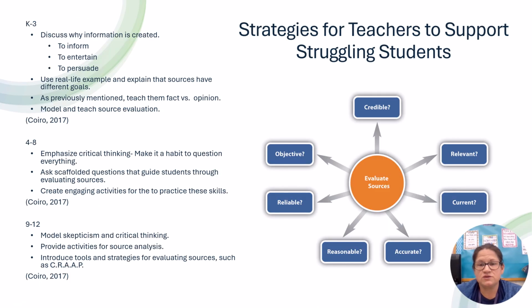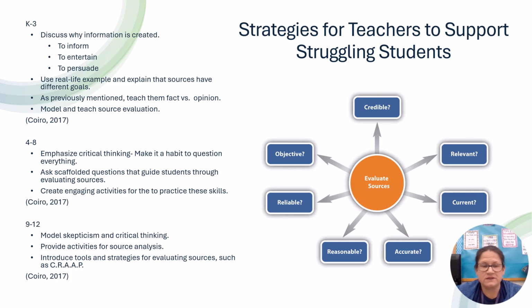Some students may struggle a little bit with being able to evaluate resources. If you have K3 students, you can specifically talk about why information was created. Again, is it to inform, entertain, or persuade? Try to make connections with real life situations and make sure that you are emphasizing what is fact and what is opinion so they are able to know what is true information. And also model evaluation of resources. Show them examples that you walk through and give points about what is relevant and what is not.